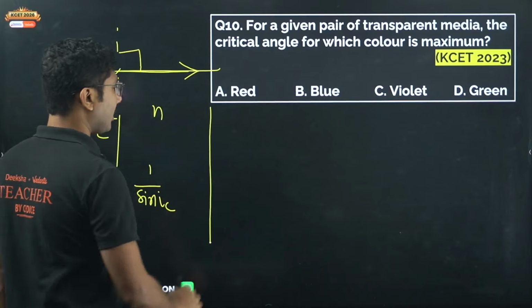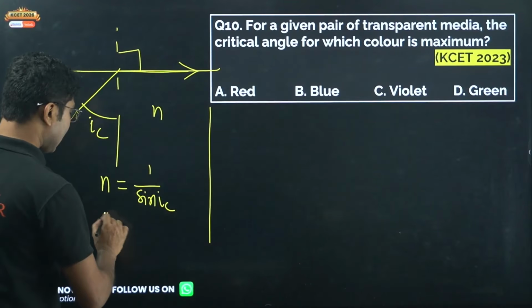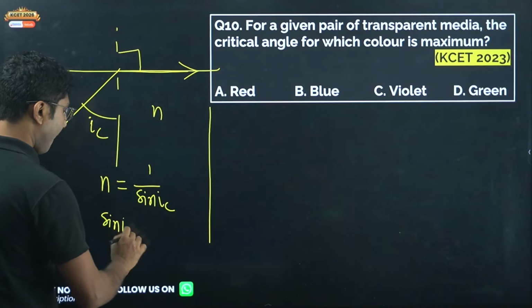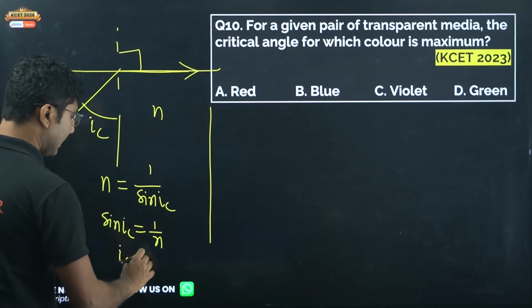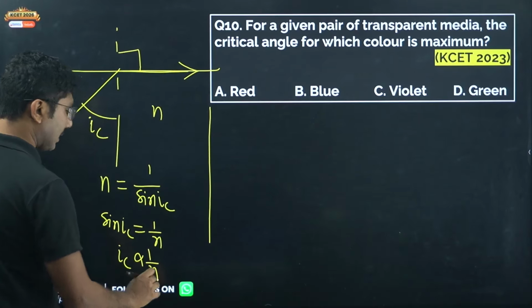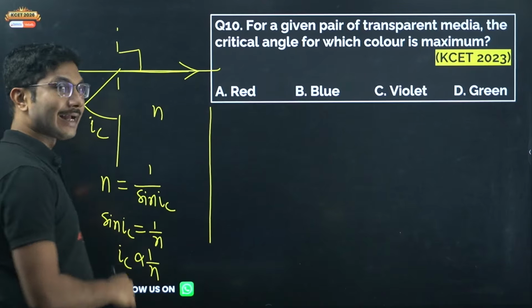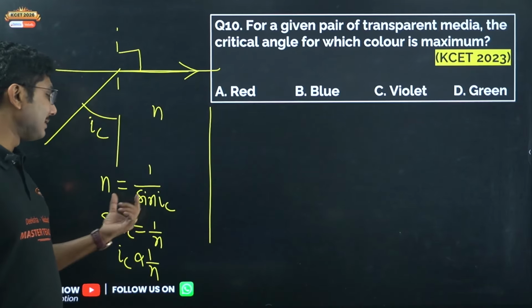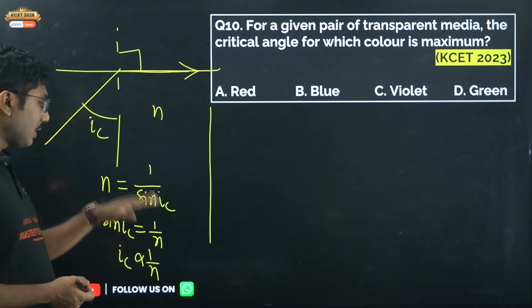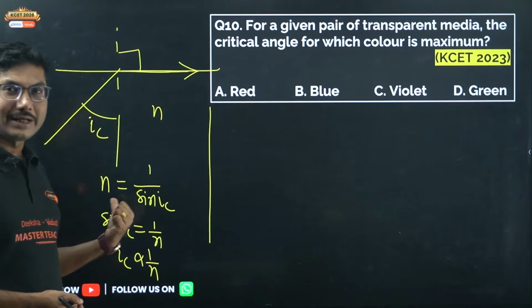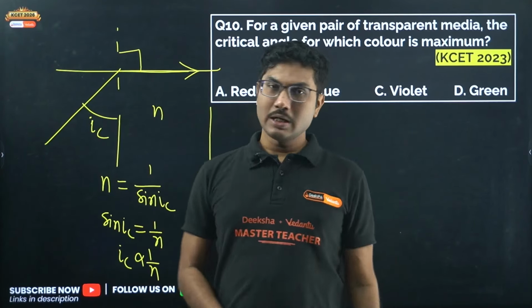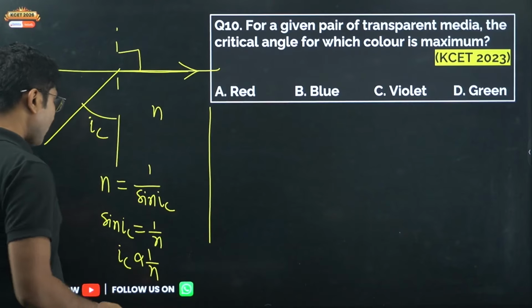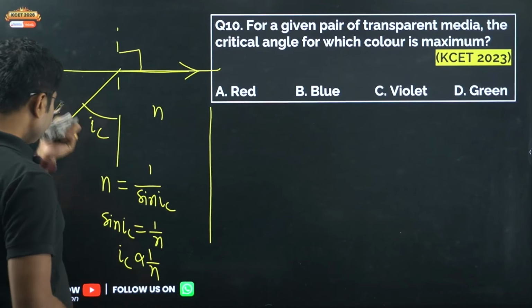So for this given pair of media, the refractive index is given by 1 by sine iC. So this is number 1. So we can say that sine iC is equal to 1 by n, or iC is proportional to 1 by n. Why so? Because it's a sine angle. As the angle increases, the sine value increases. So if n is increasing, the sine value is decreasing. That means it's basically giving you an inverse proportional relation. So we calculated that sine iC equals 1 by n.